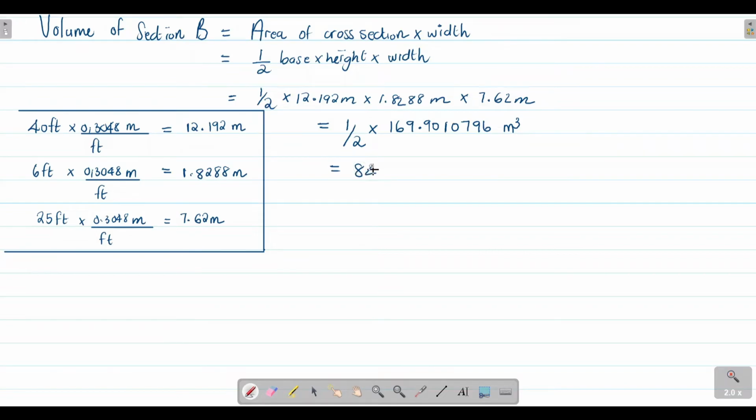84.95053978 meters cubed, which is approximately 84.95 meters cubed. So that is what the volume of section B is. However, guys, we want the volume to be in liters, because remember, we want to determine if this pool can hold over 169,000 liters of water. So we need to convert these meters cubed into liters.